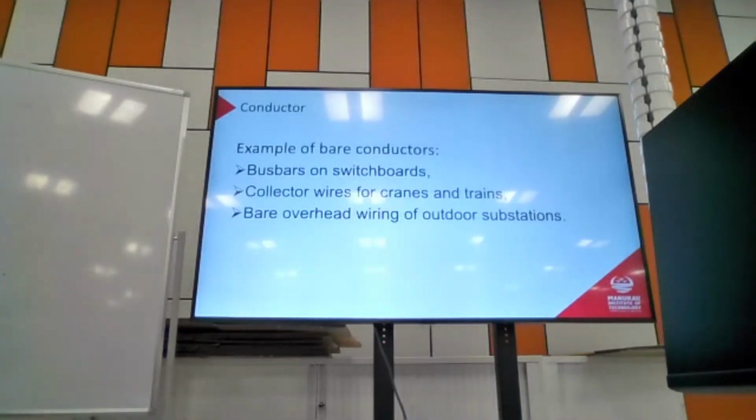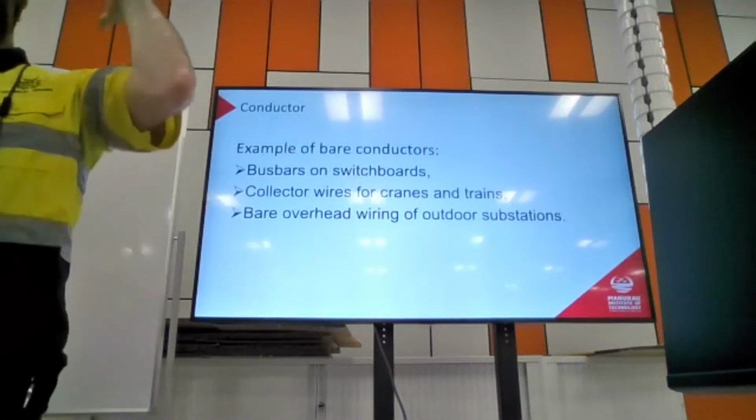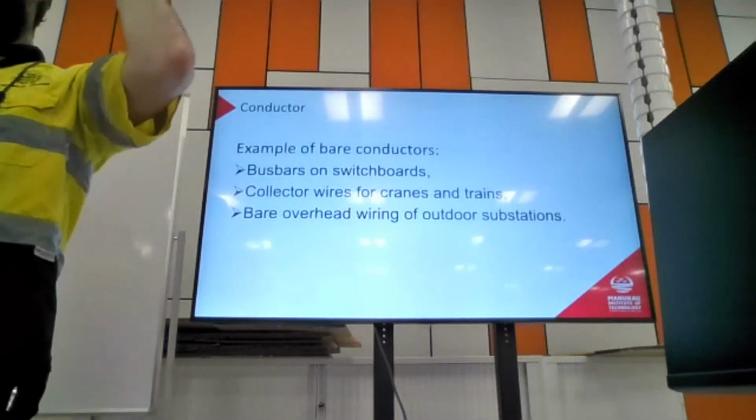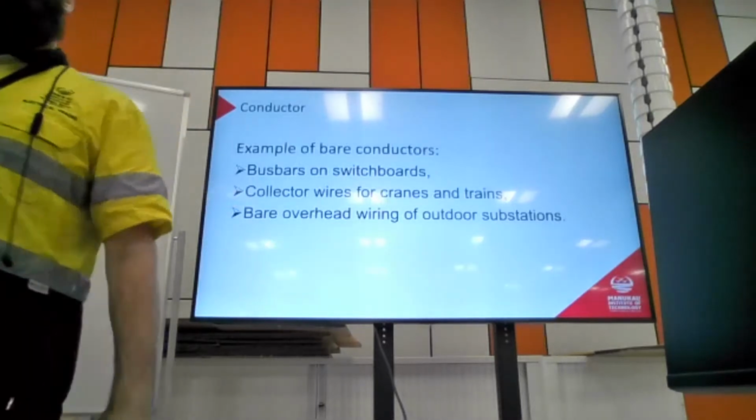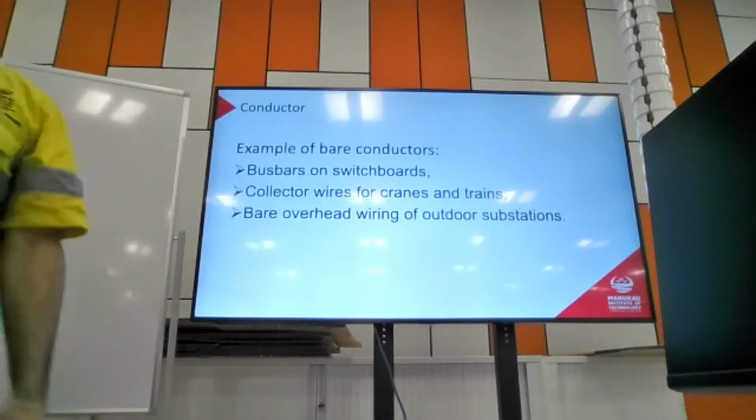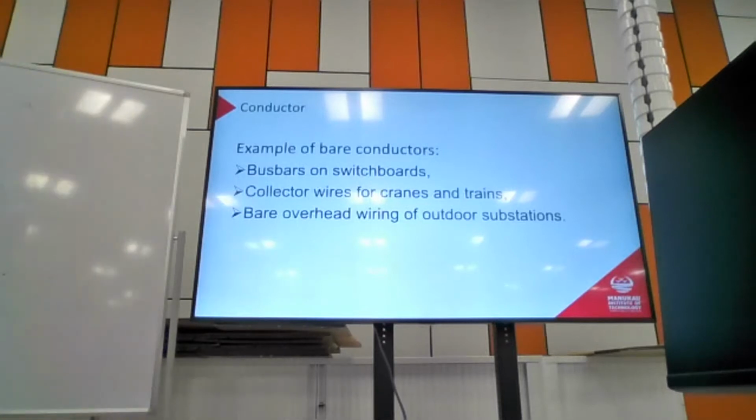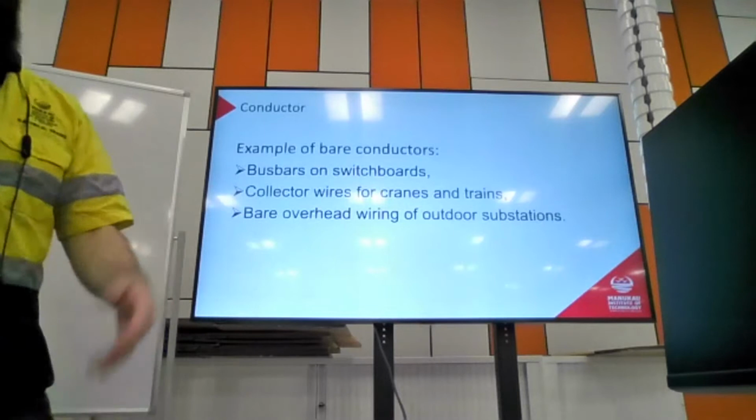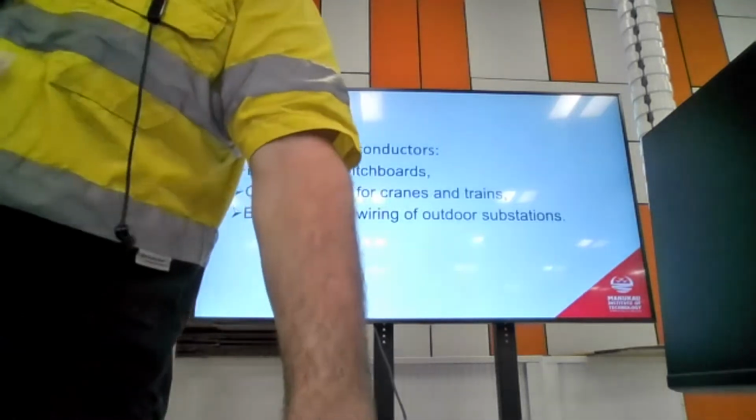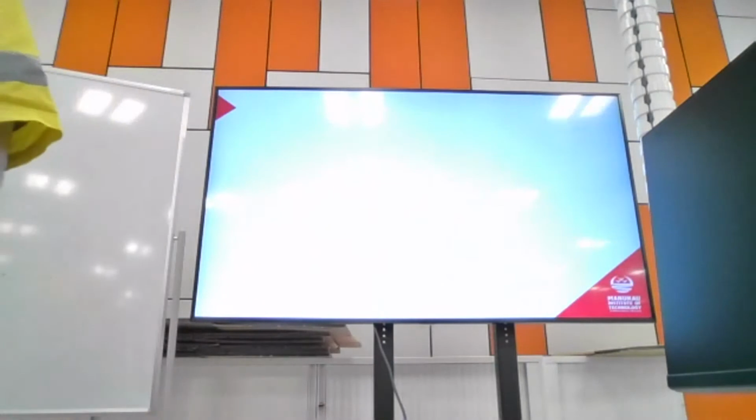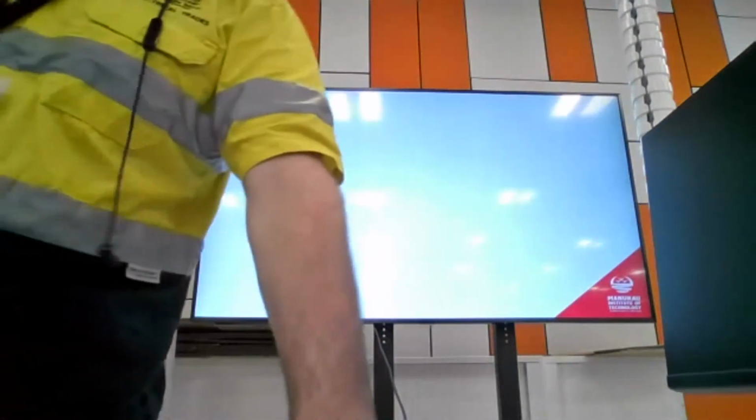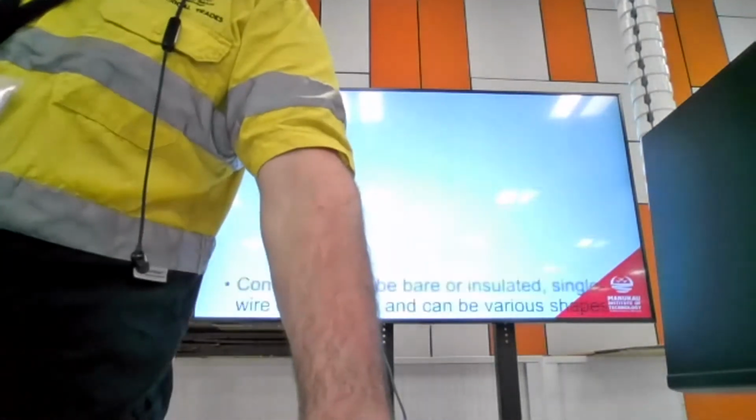Collector wires for trains and cranes. So they're like the overhead lines or overhead bus bars, like on a crane, it might look like a beam that would be made out of copper. That might be your conductor. Bare overhead wiring of outdoor substations too, like power lines. If we've got bare conductors, what's our insulator? Air.